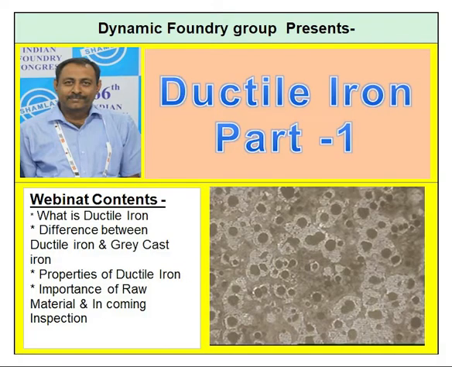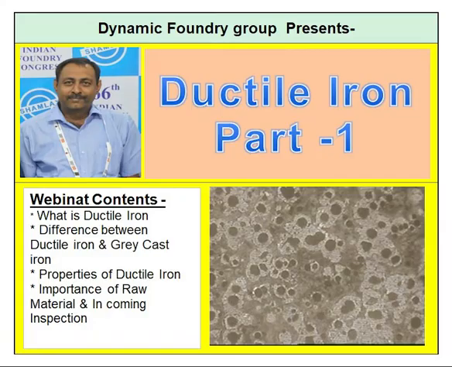Apart from this, section thickness also contributes to the matrix. As I told you, the section thickness is an important thing. If the casting is thinner in wall, it is very difficult to get a fully ferritic structure. If it is thicker in wall, you will get more ferritic structure. So this is another area where we have to see the section thickness of the casting.